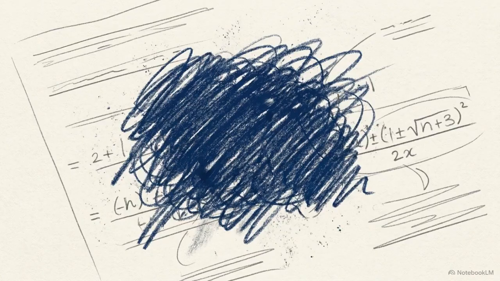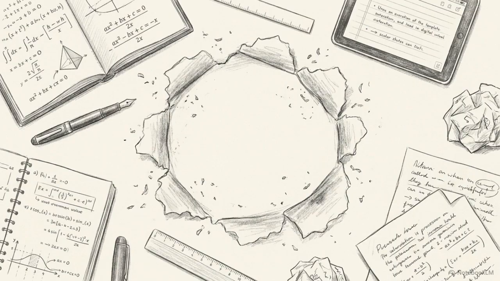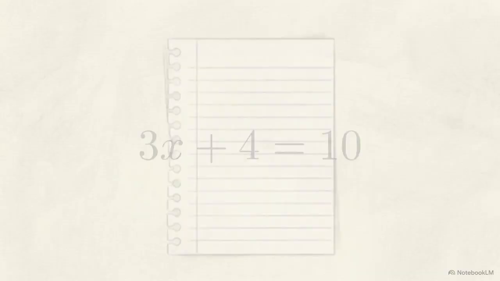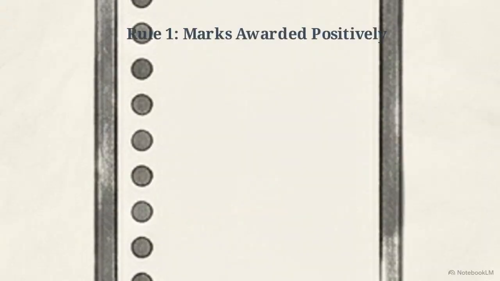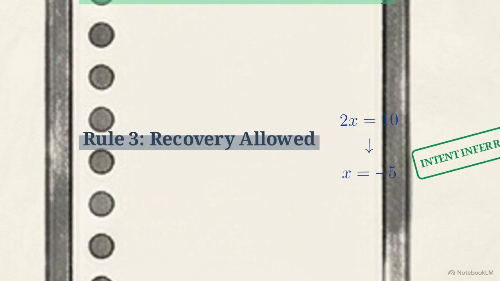Many students try to hide their mistakes by aggressively erasing or scribbling over their work. However, a blank space gives the examiner nothing to grade. If you realize you've made a mistake, simply draw a single line through it and keep it legible. Because of Cambridge's generic marking principles, marks are awarded positively. Examiners look for reasons to give points. They also follow recovery. If you make a notation error early on, but your next step is correct, the examiner infers intent and awards the marks.